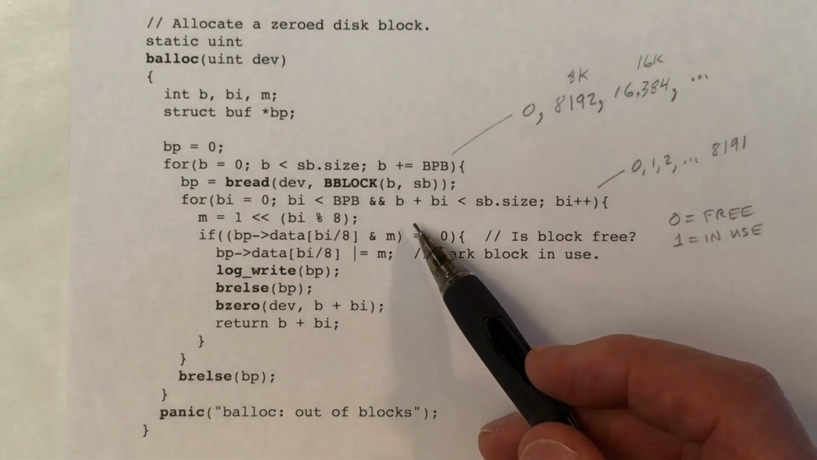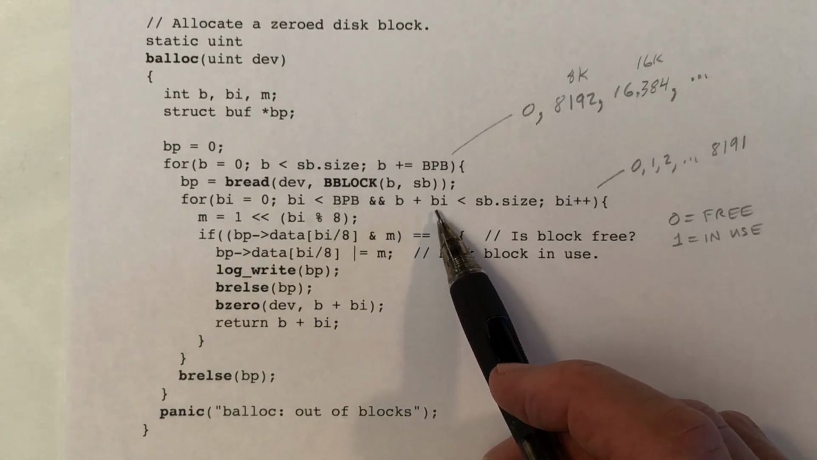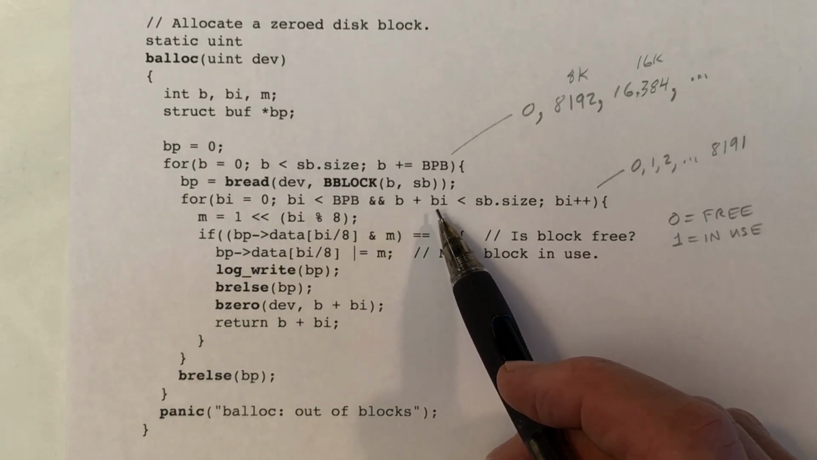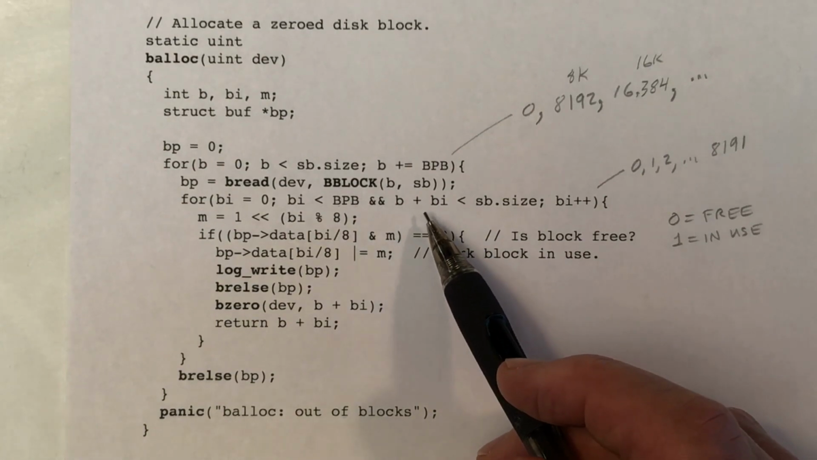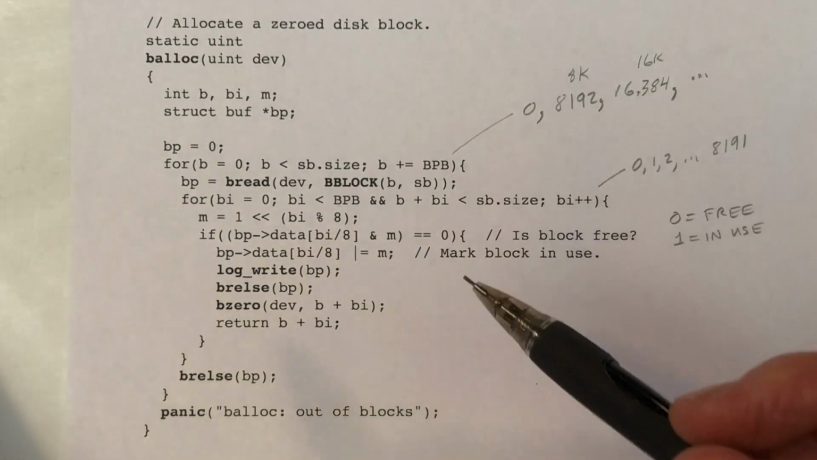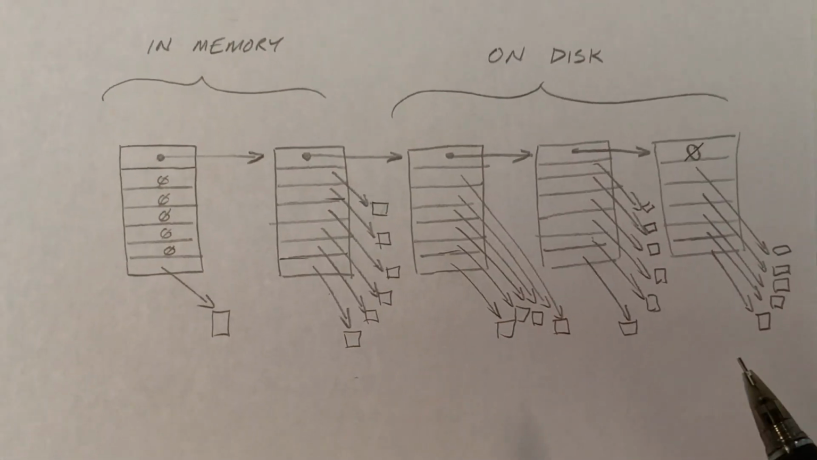But still, there's a problem. This is doing a linear search. If the disk is almost entirely full, we have to search through the entire bitmap. And for large devices, that could be time-consuming. So we don't really like to do linear searches in the first place. I want to just mention another approach to managing free lists.